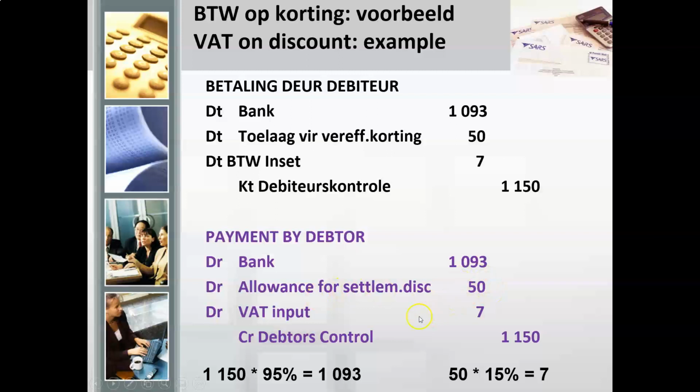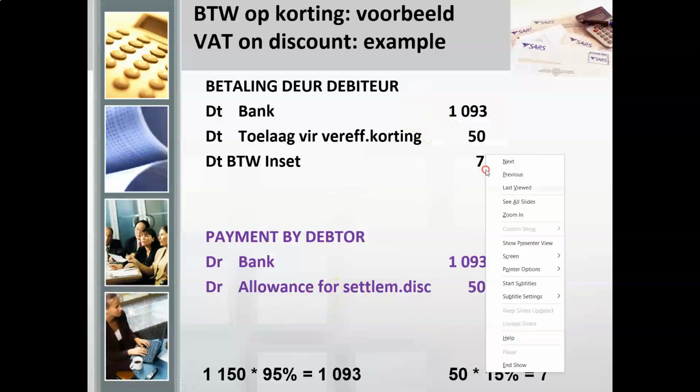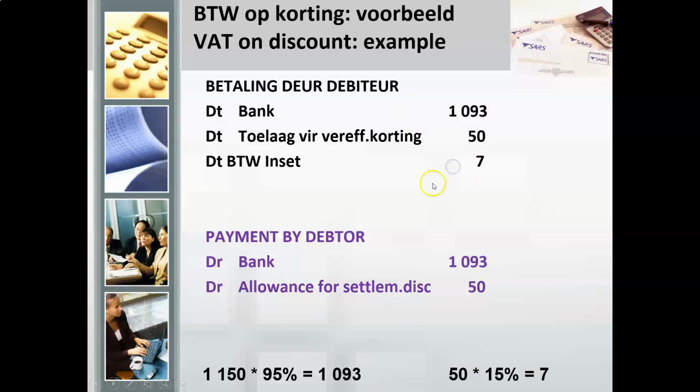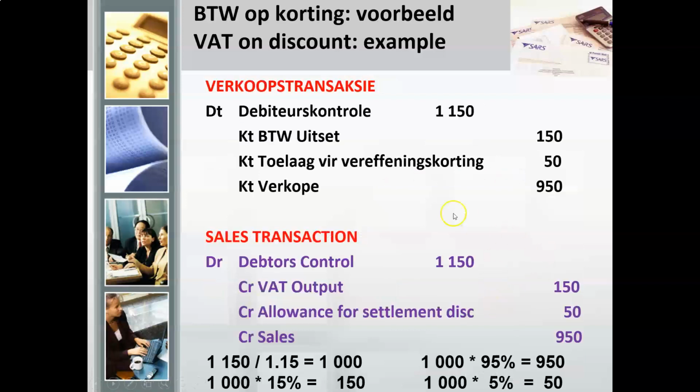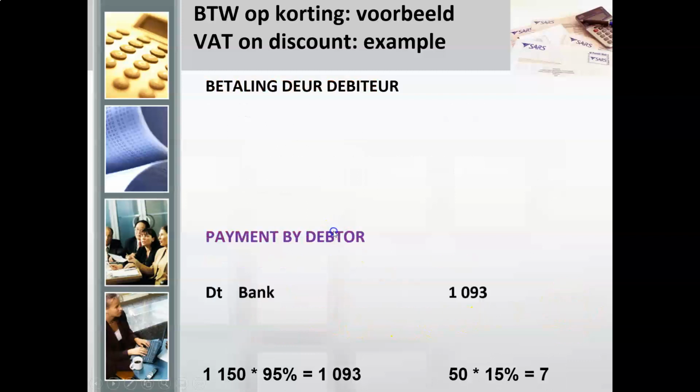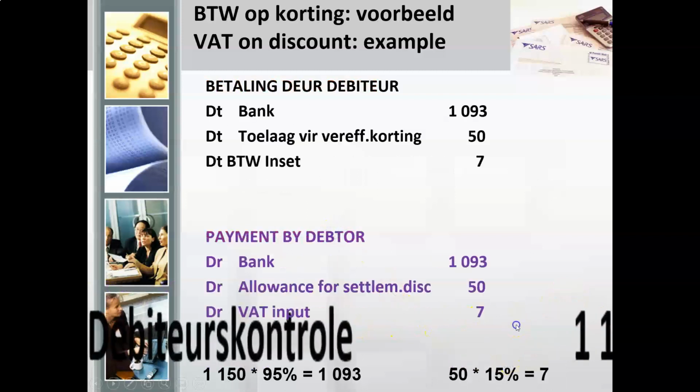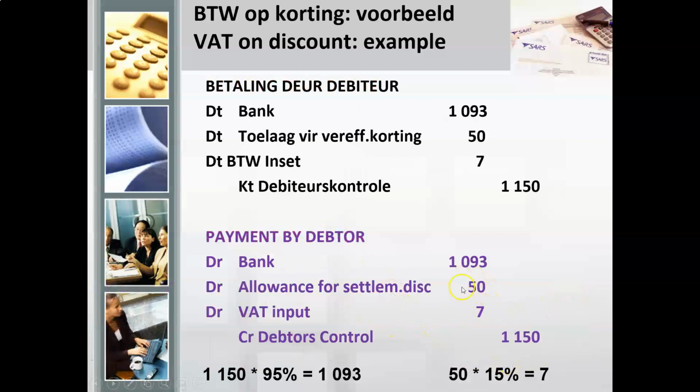If you go back to the original transaction, allowance for settlement discount that I have originally accounted for, just hold on. There it is. Initially, I've credited my allowance for settlement discount with 50 Rand. What have I done now? Now I've debited my allowance for settlement discount with 50 Rand. So this is out of our books. Our bank is recorded at the right amount that we actually received. Our debtors control is clean. I have claimed the VAT that I'm entitled to when settlement took place.